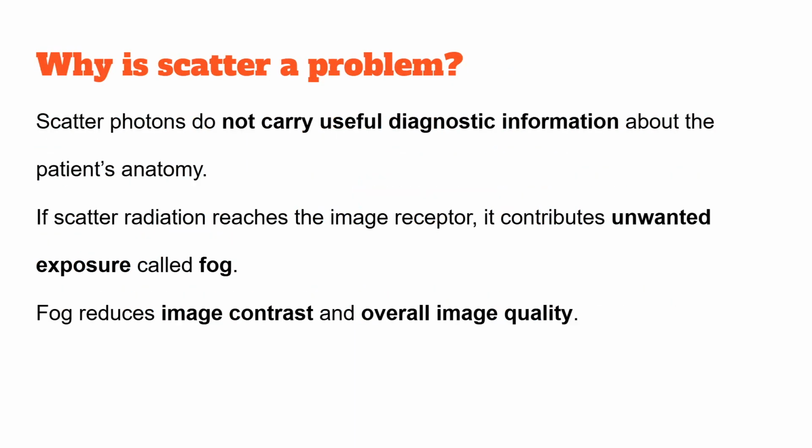And why is scatter a problem? Aside from the fact that it could scatter off and hit you if you're too close, scatter photons do not carry useful information about the patient's anatomy. If scatter radiation reaches the image receptor, it's going to contribute to unwanted exposure, which we call fog. Fog reduces image contrast as well as overall image quality.